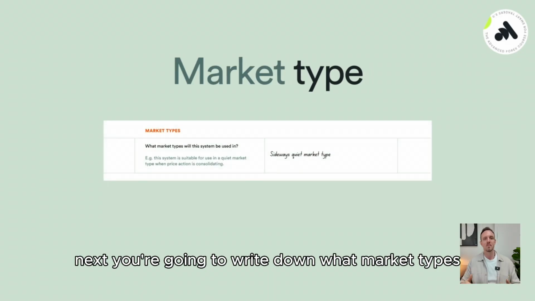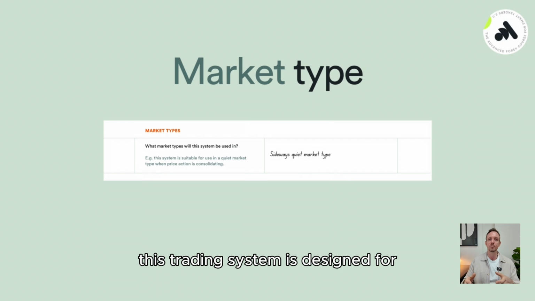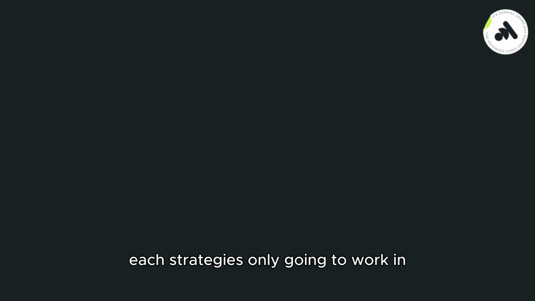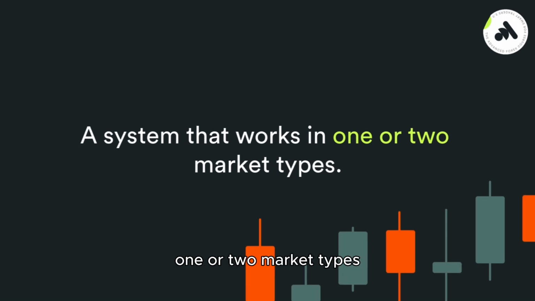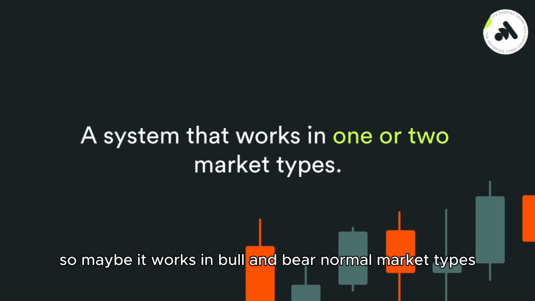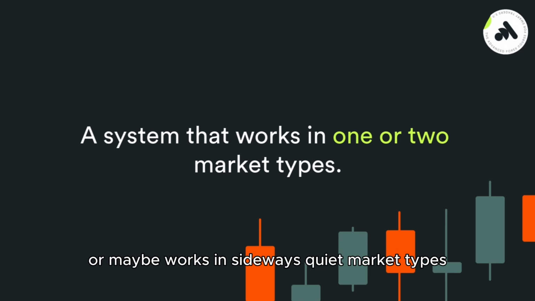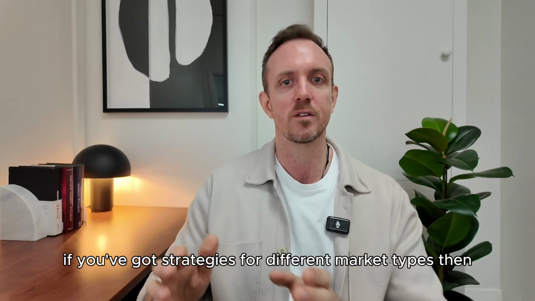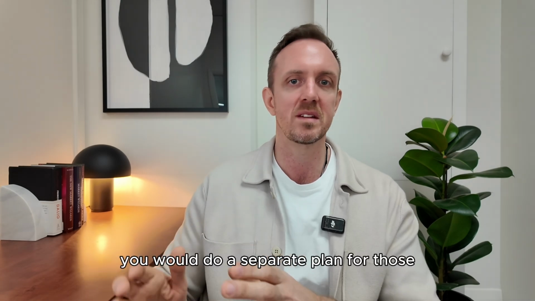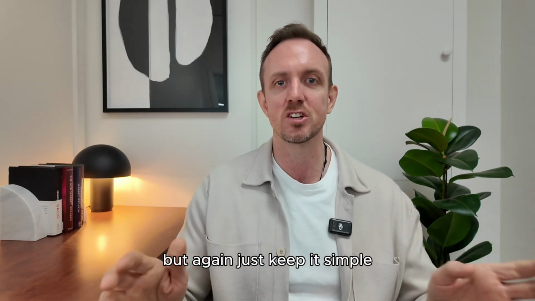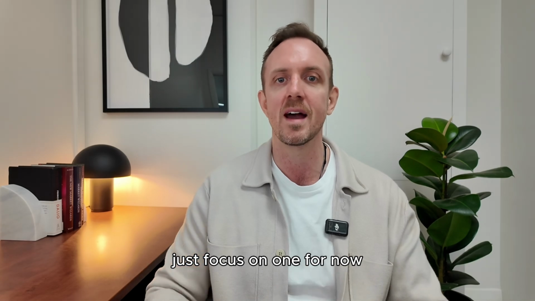Next, you're going to write down what market types this trading system is designed for. And again, just keep it simple. Ideally, each strategy is only going to work in one or two market types. So maybe it works in bull and bear normal market types, or maybe it works in sideways quiet market types. And if you've got strategies for different market types, then you would do a separate plan for those. But again, just keep it simple, just focus on one for now.